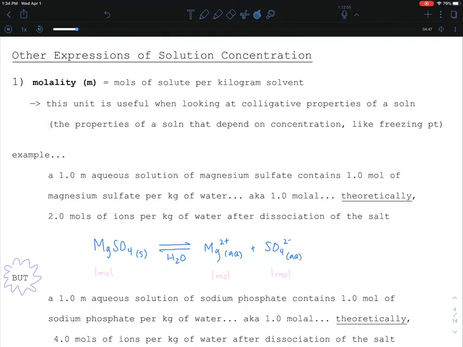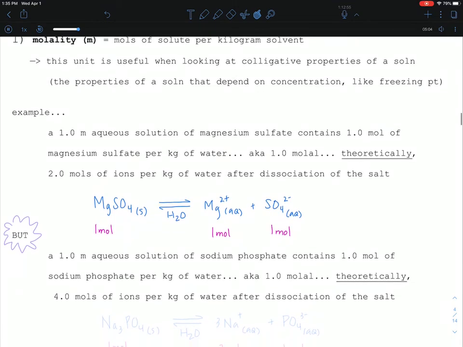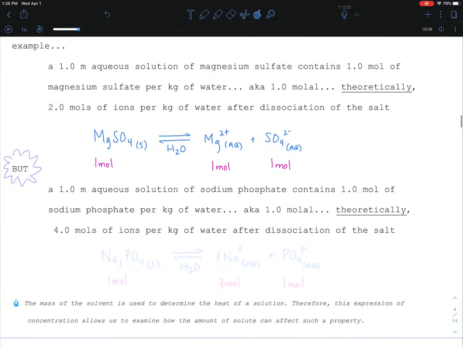But check this out. For every 1 mole of your salt, so here's 1 mole of the salt, I get 1 mole of magnesium ions and 1 mole of sulfate ions. So every time I allow 1 mole, theoretically, of that salt to dissociate in a kilogram of water, I end up with 2 moles of ions.